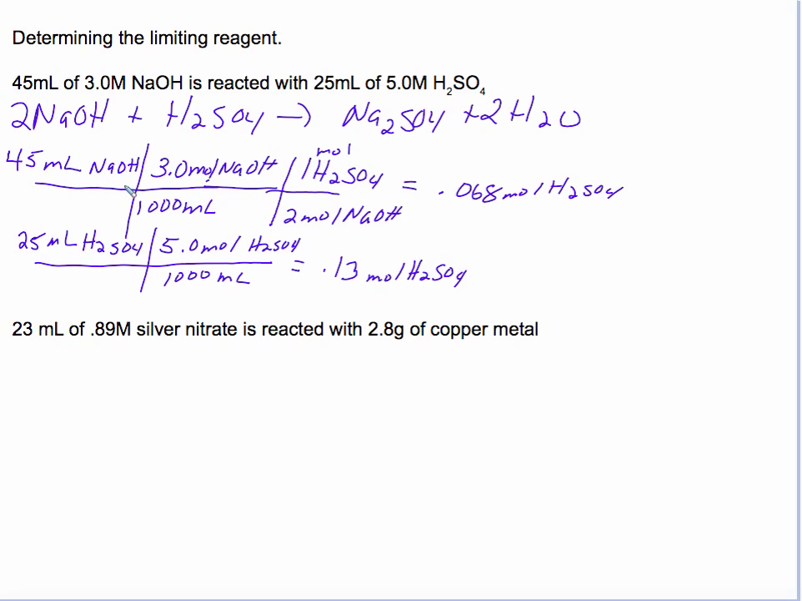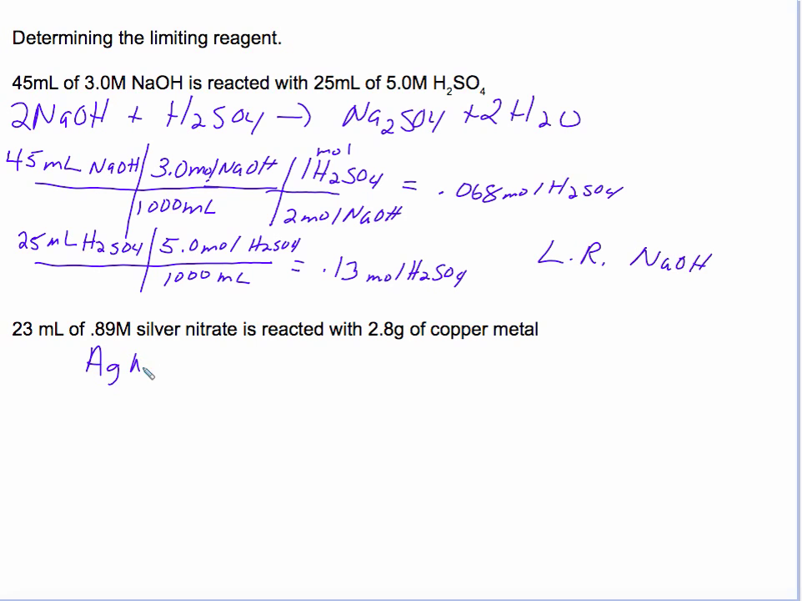This first thing that we did shows that if all the NaOH reacts, you're going to use up 0.068 moles of H2SO4, but you have 0.13 available. So the limiting reagent has to be the NaOH, because if all of it gets used up, you're only going to use 0.068 moles of H2SO4. You have 0.13 available, so the NaOH is the limiting reagent. Okay, let's try another one.